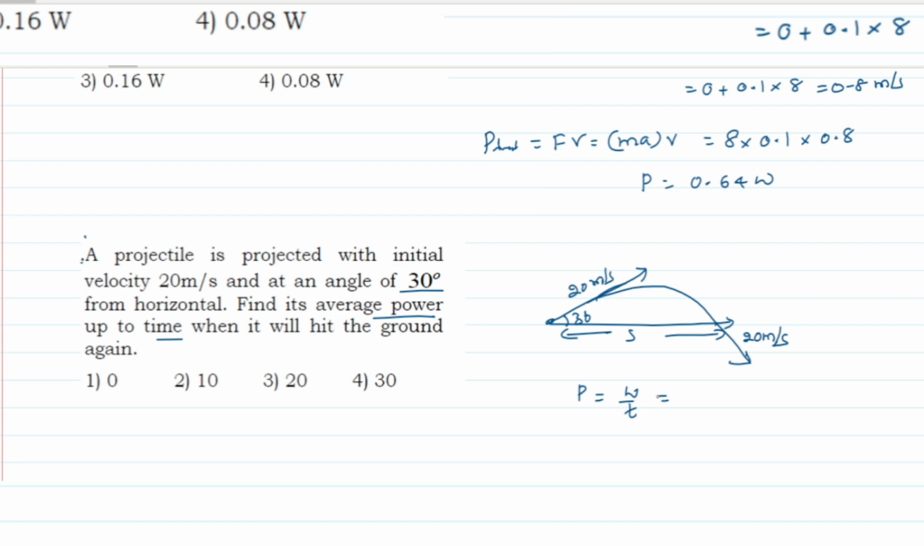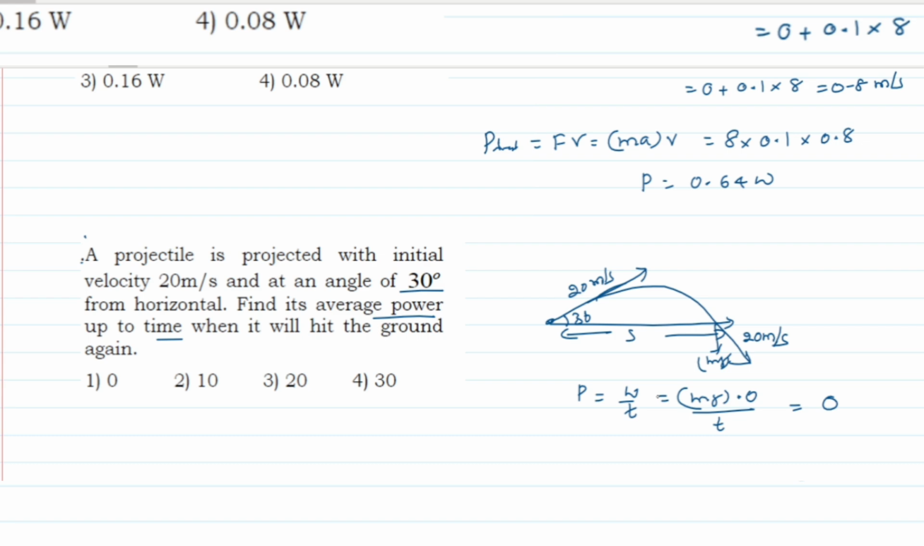So the gravitational force is going to act downwards, mg, and the vertical displacement value will be 0. So mg into displacement 0, divided by time. Here the power value will be 0. That means the work done by the gravitational force will be 0.